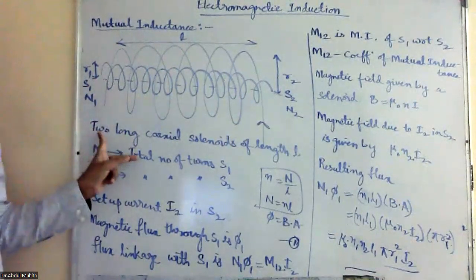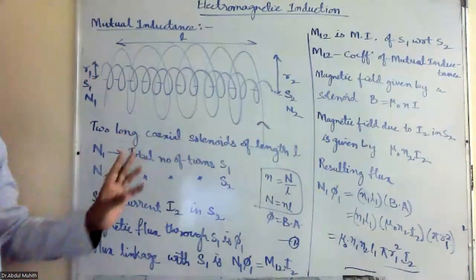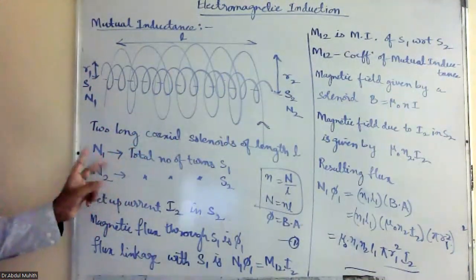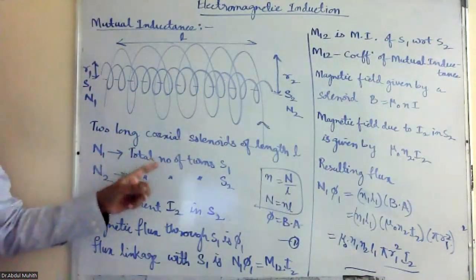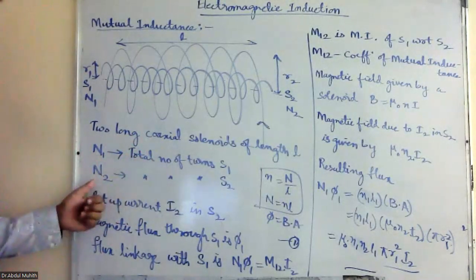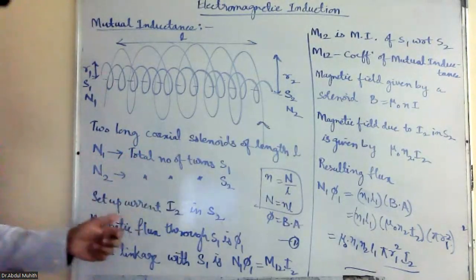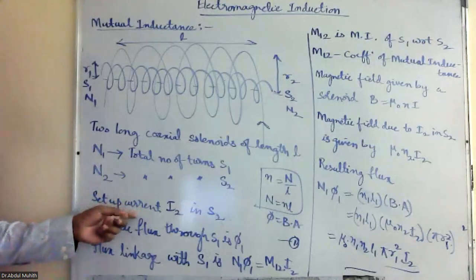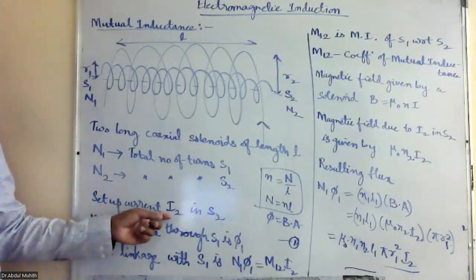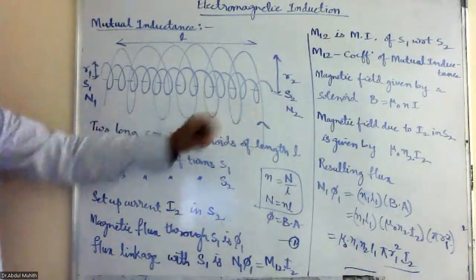We are taking two long coaxial solenoids, whose length is L. N1 is the total number of turns in S1, and N2 is the total number of turns in S2. Now what we have to do is set up a current I2 in S2, the bigger one.